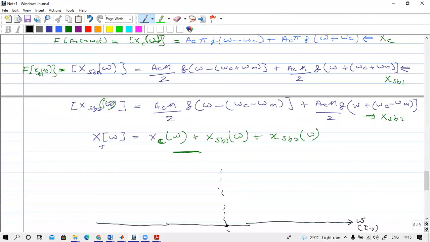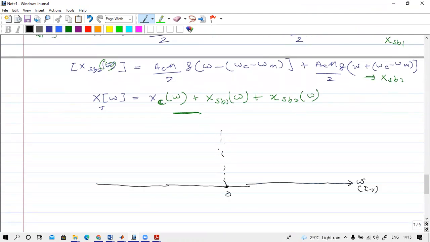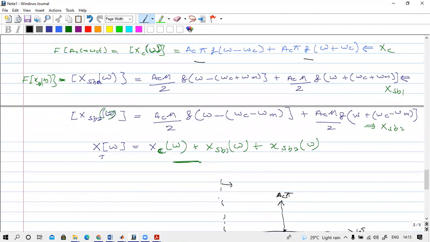So first I consider the carrier signal, this one and this one. So I have A_C pi delta(omega minus omega_C). So this delta function is shifted by omega_C to this direction. If I mark omega_C here, I will get that component. So this is A_C pi.